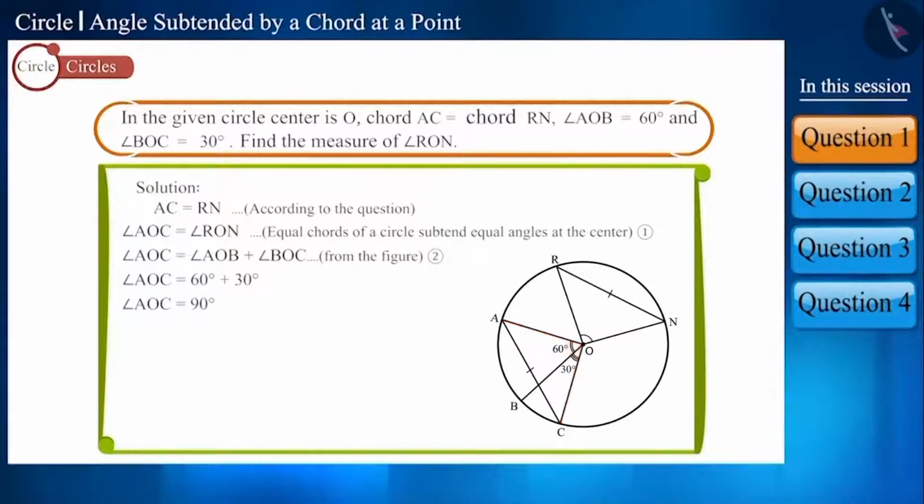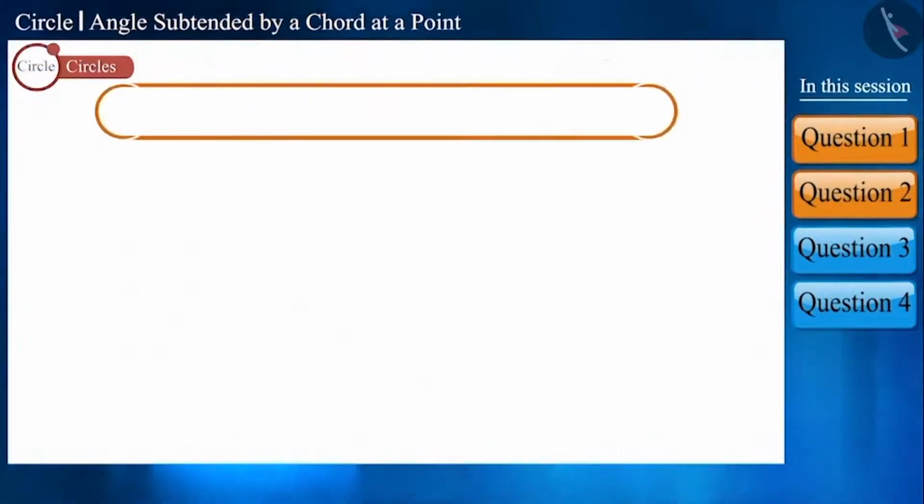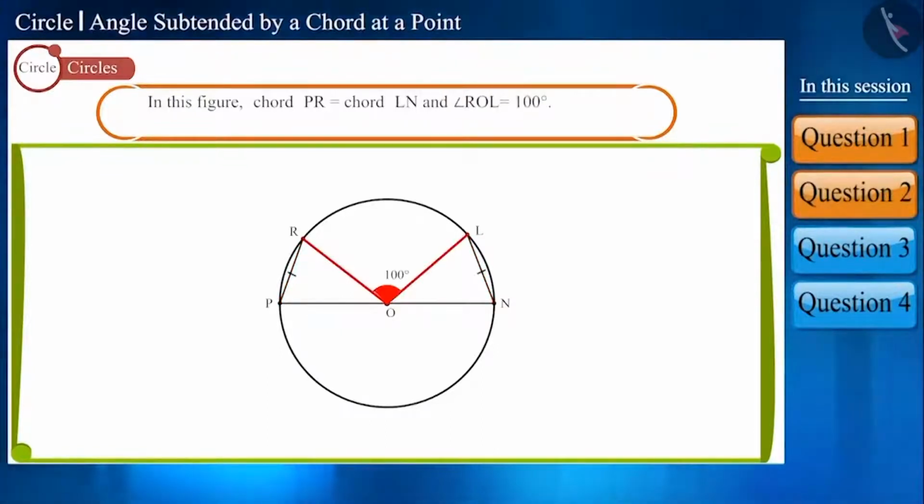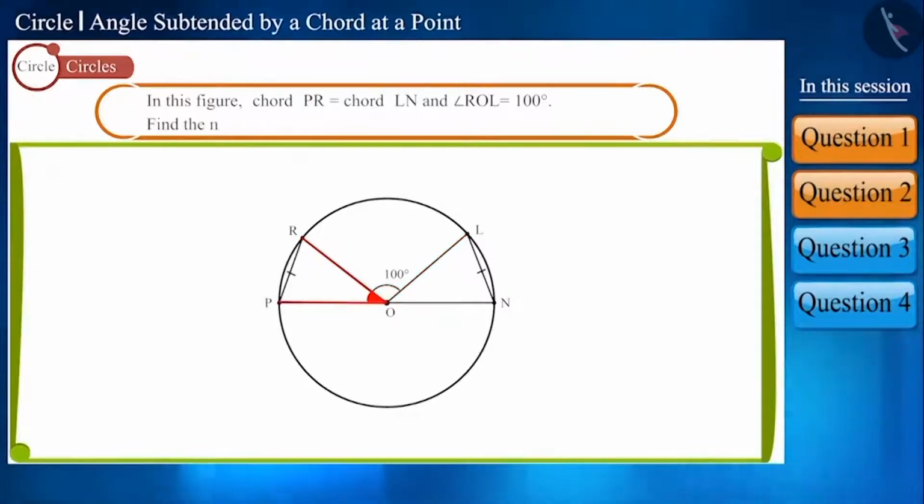Friends, now look at equation 1. These two angles are equal to each other. So, angle RON will also be 90 degrees. Let's move to our next question. Friends, in the given figure, chords PR and LN are equal and angle ROL measures 100 degrees. Find the measure of angle POR and angle LON.